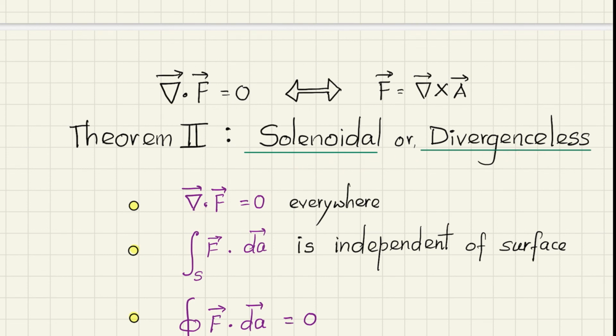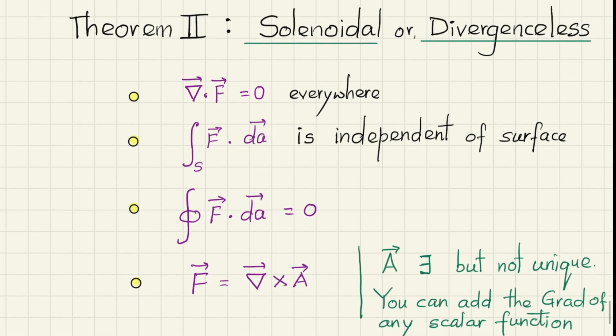Let's put down all these equivalent statements. If the divergence of F is 0 everywhere, then the integral of F dot dA is independent of the surface. That we have just seen. And the integral of F dot dA over a closed surface is 0. And F can be expressed as del cross A. That is, A exists, but it's not unique. You can add the grad of any scalar function to it and F is still del cross A.